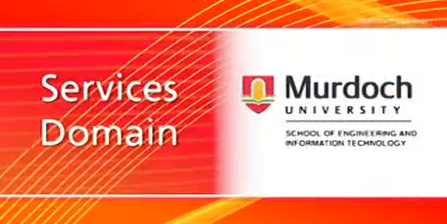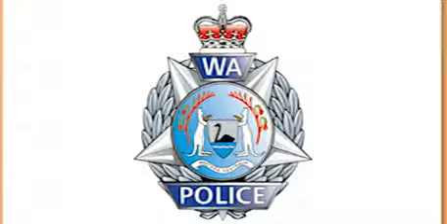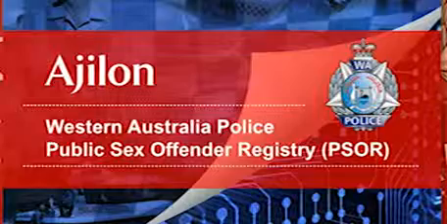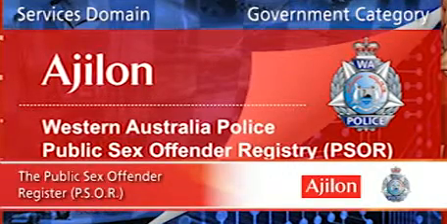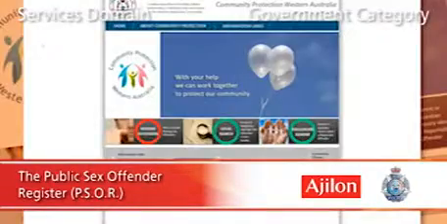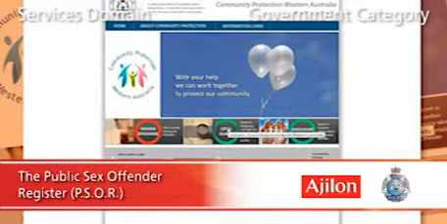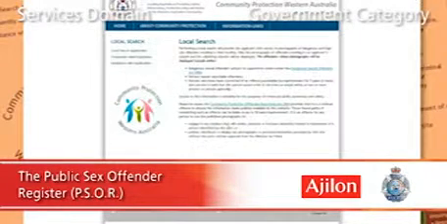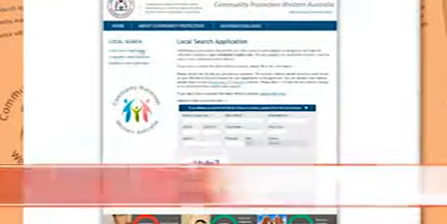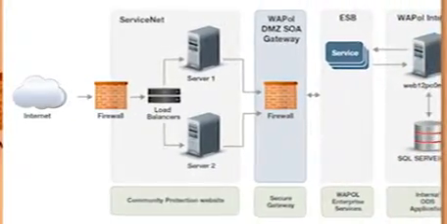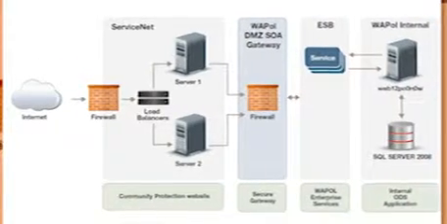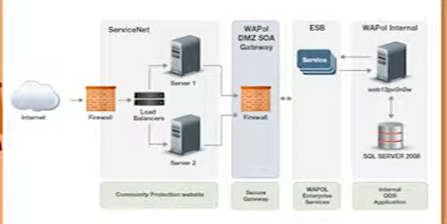Our fifth finalist is also Agilon and Western Australia Police, entering the Public Sex Offender Register, or PSOR, in the government category. PSOR made WA the first state to launch a comprehensive process for public access to internal police data. PSOR is unparalleled in employing diverse technologies to address particular challenges.